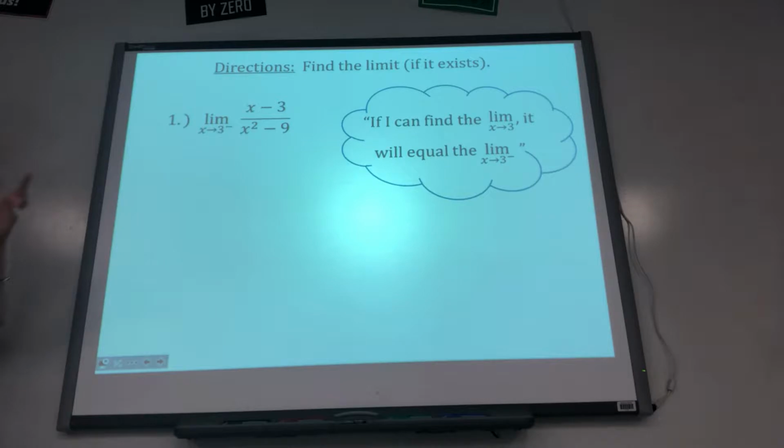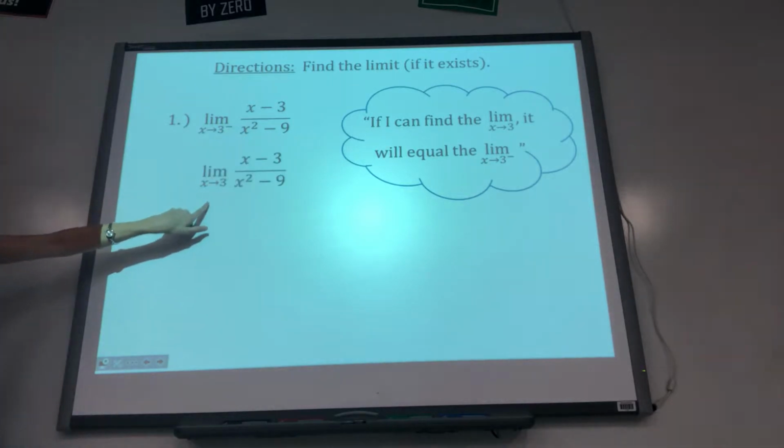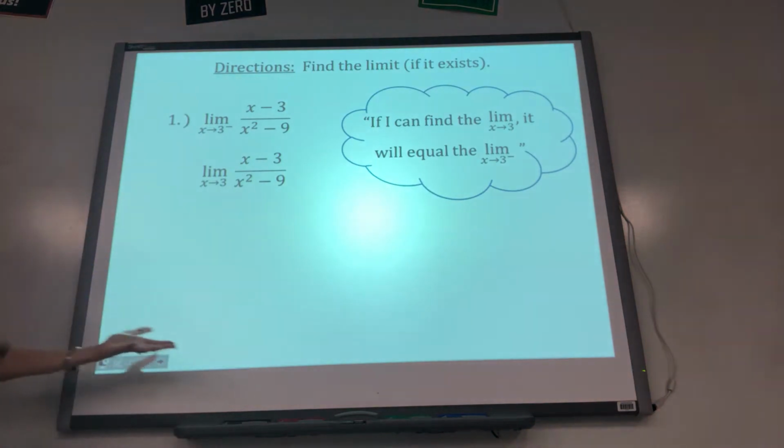Okay? So, I'm going to actually rewrite this limit without the minus sign. Let's just think of it in general as the limit as x approaches 3 of x minus 3 over x squared minus 9. Forget that it's a one-sided limit. Do it like you usually would, and if you get something nice, it will equal the limit from the left.